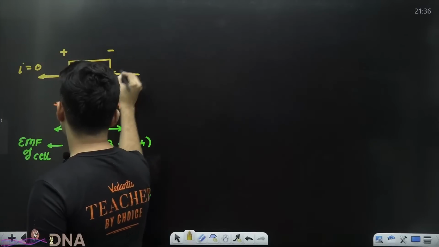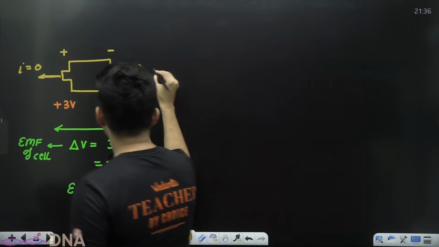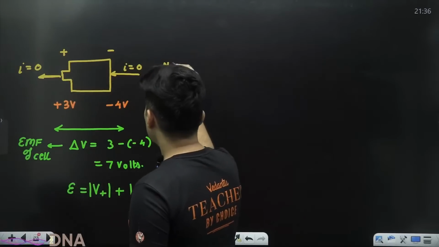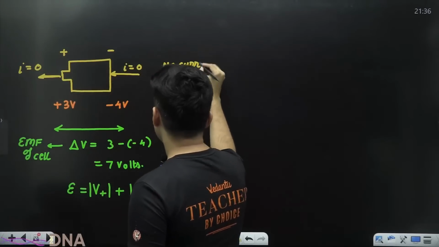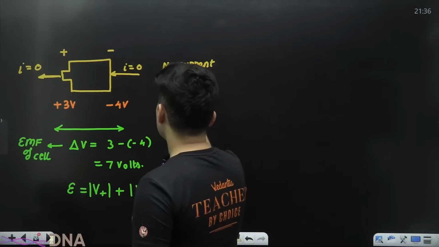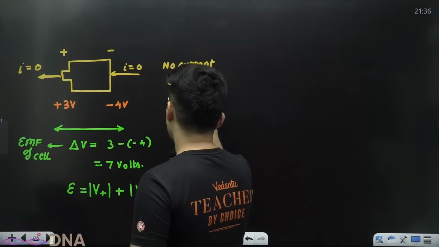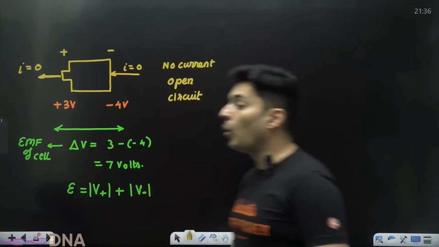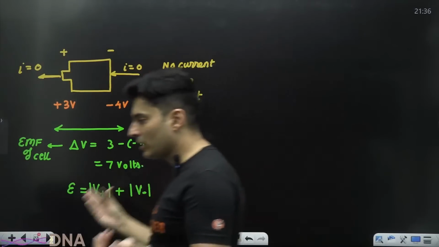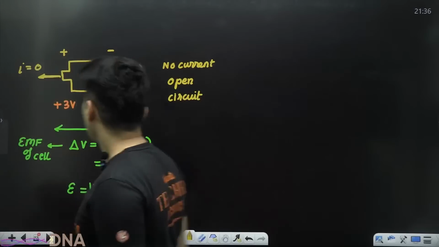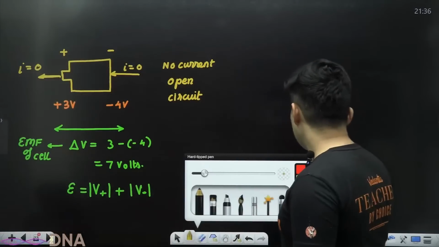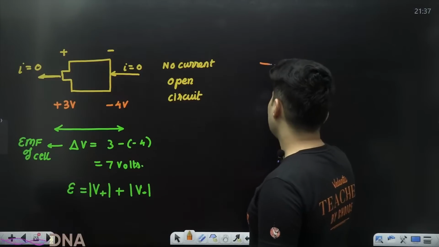Nothing should come in, nothing should go out. Such a circuit, when there is no current, is basically called an open circuit. What is it called? An open circuit. It is not closed, it is open. To represent it, I will just show it like this.